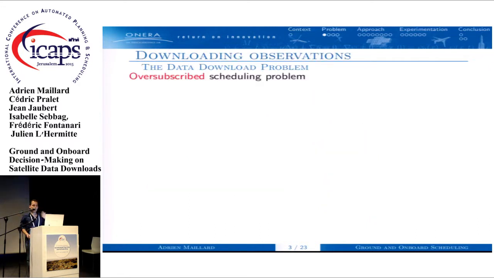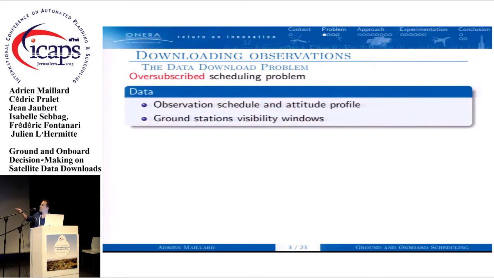So today we are talking about the data download problem. So it's an oversubscribed problem. It means that there are too many things to download for the capacity of the downlink. The data of the problem is the observation schedule and attitude profile. So agile Earth observing satellites have an attitude profile. They can move. They have 3 axes of freedom, so they can move in a lot of ways, and that makes planning a lot more difficult. And we also have ground station visibility windows. So I talked about that.